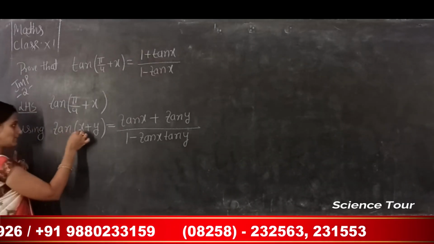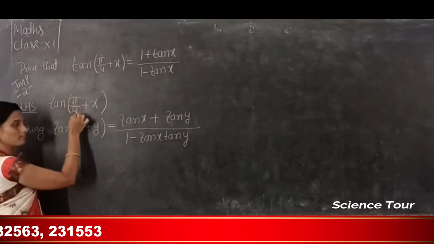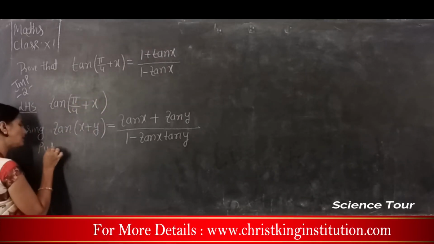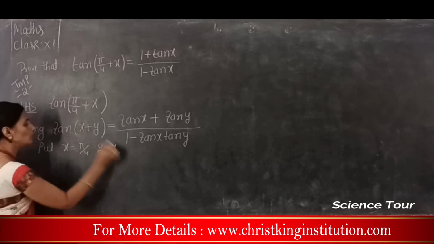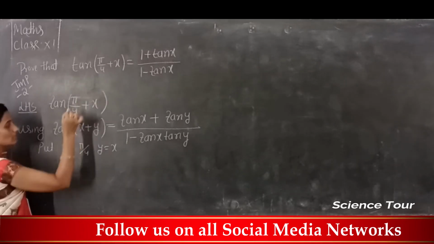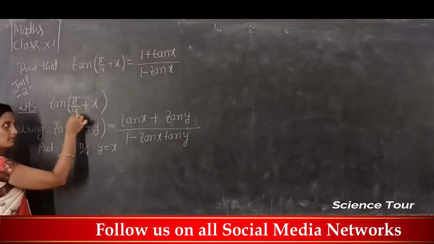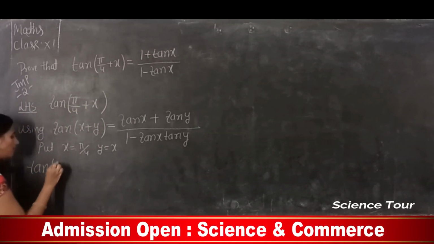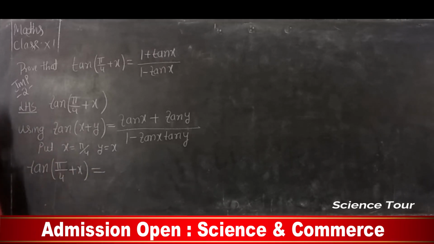So it is replacement. What is the replacement? x as pi by 4, y as x. So put x is equal to pi by 4 and y is equal to x. Means in the formula x plus y, x is pi by 4 and y is x. So now, therefore, tan(pi by 4 plus x) is equal to, yes, now apply it.